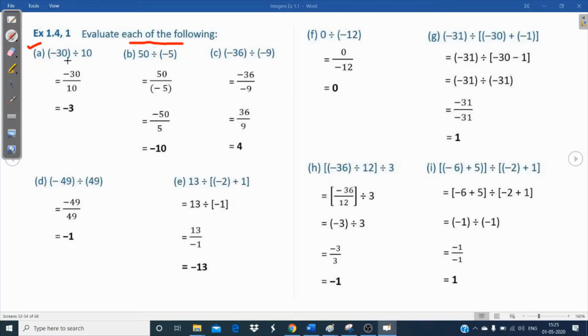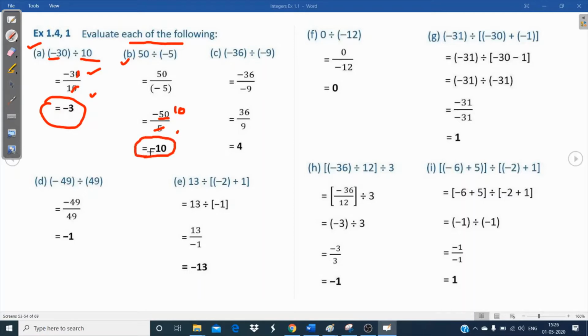Now in the first part, you have to divide minus 30 by 10. You can see one integer is negative and the other is positive. When we write this in division form, minus 30 upon 10, the zeros will cancel out and what will be left? Minus 3. Similarly, in the second part, 50 divided by minus 5. Now 50 upon minus 5. When you resolve this, 5 ones are 5, 5 tens are 50, and the negative sign means minus 10.